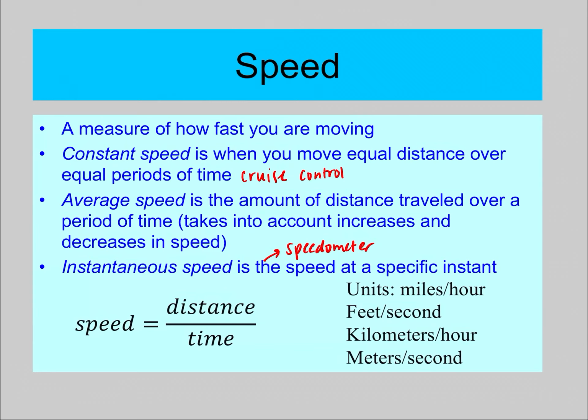Now speed has a formula. Speed is equal to distance over time. The units could be miles per hour, feet per second. So these are both English units. And you could have kilometers per hour, meters per second, and these are SI units. So a wide variety of speed units. Really what it depends on is the distance. Are we measuring long distances, short distances? Are we talking about a long period of time, a short period of time?